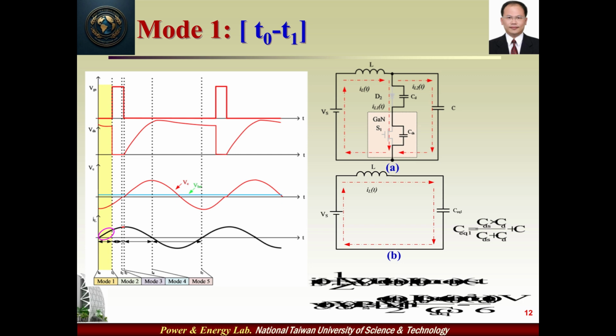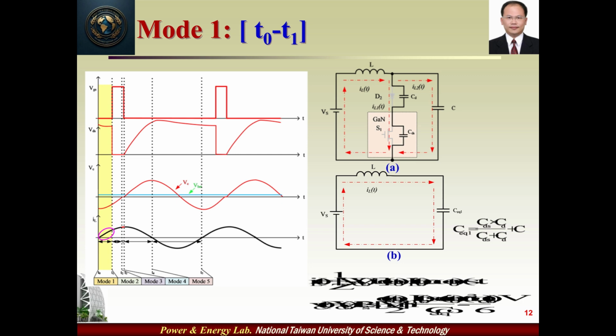In steady state, all of the resonant components include the resonant inductor L, the junction capacitance CD, the parasitic capacitance CDS, and the resonant capacitor C. The equivalent circuit is shown as Fig. A, which can be simplified as Fig. B, where Ceq is the resonant capacitance of the equivalent circuit. Both the corresponding equations of the inductor current and capacitor voltage are listed as below.